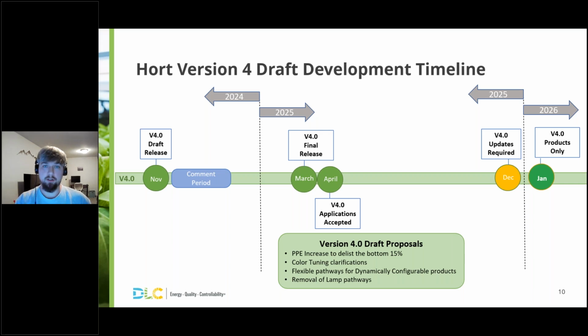In terms of products that are already qualified on the QPL as version 3, you'd have until essentially the end of the year to get those products updated from version 3 to version 4. And then starting January 2026, we'd have a fully transitioned horticulture version 4 listed only qualified products list.